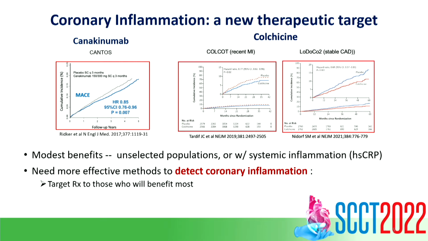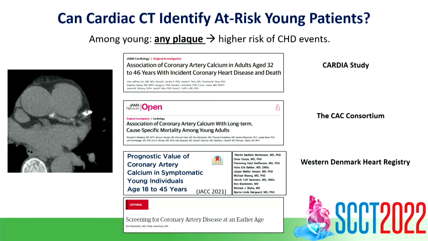And part of this may be because these trials are done in unselected populations. Not all of them have elevated inflammation. And even if you look at a systemic marker like CRP, that tells you that there's inflammation in the body, but it's not always specific to inflammation in the heart. So of course, the big question is, can we actually tell which patients have coronary inflammation?